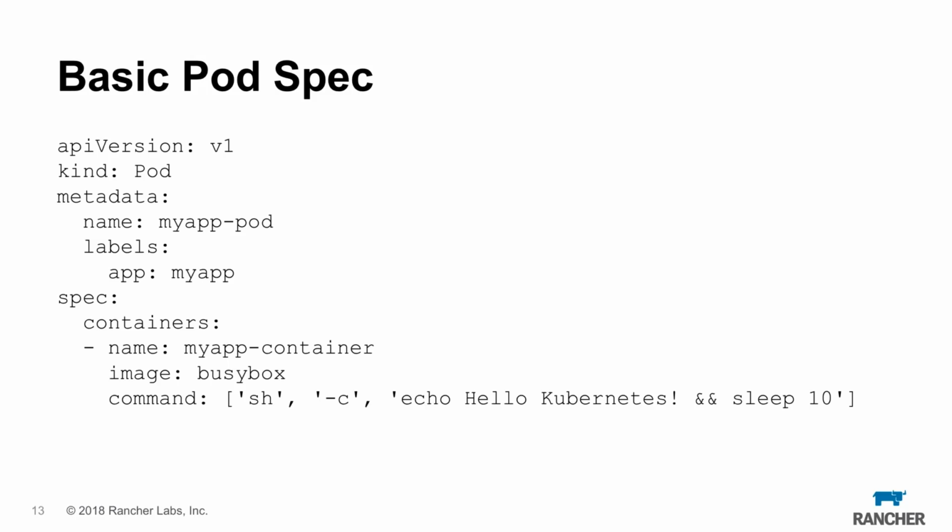So here's a basic manifest for a single pod. It has all four required keys for a manifest, which are API version, kind, metadata, and spec. We're going to go launch this. It's a really simple pod. You can see down in the command part that it's going to simply echo some text, sleep for 10 seconds, and then it's going to exit. While I launch this, I want you to think, what's going to happen when it exits?